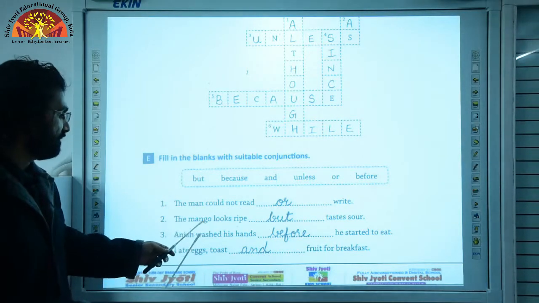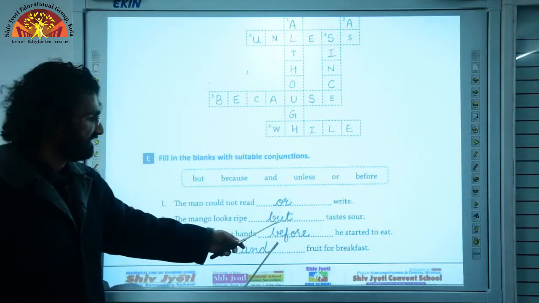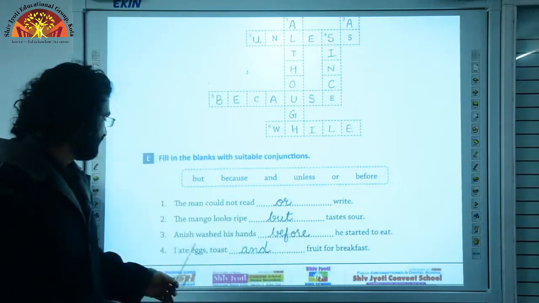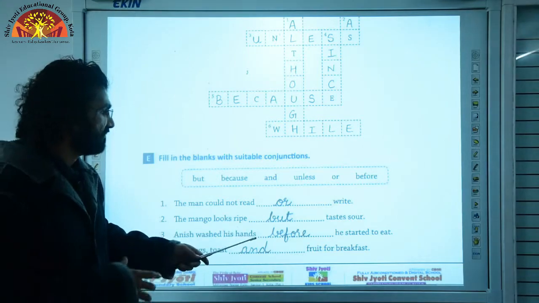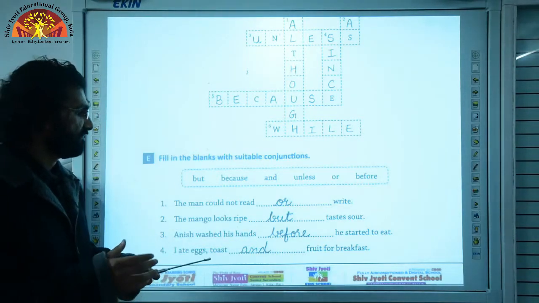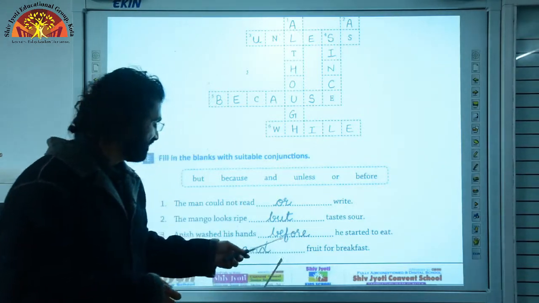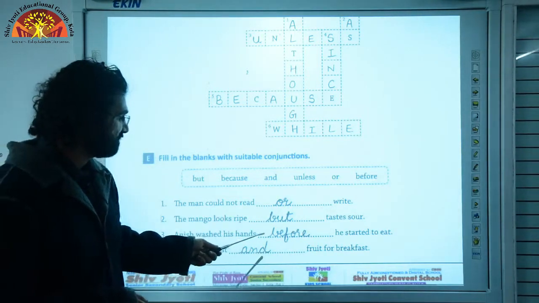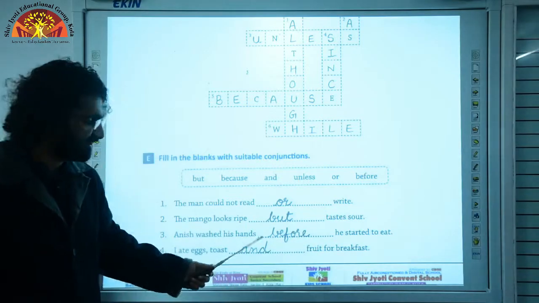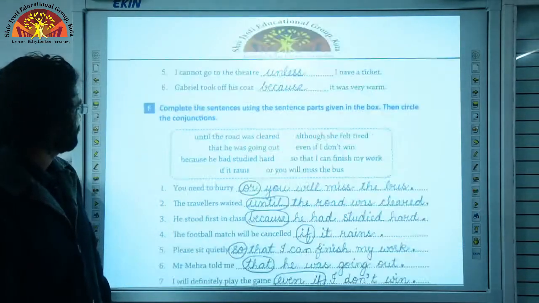The mango looks ripe but tastes sour. Alright. Anish washed his hands before he started to eat. Before he started to eat his meal, he washed his hands. Anish washed his hands before he started to eat. Before is the conjunction, the most suitable one here.